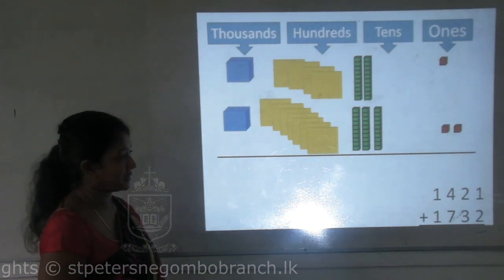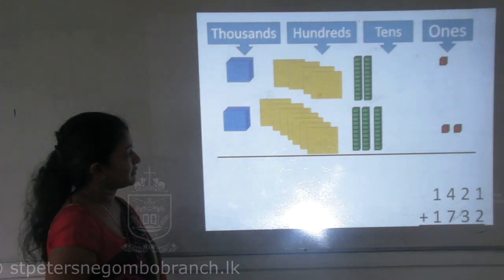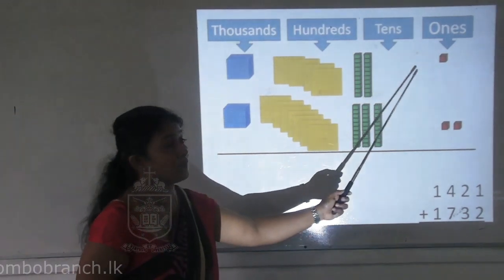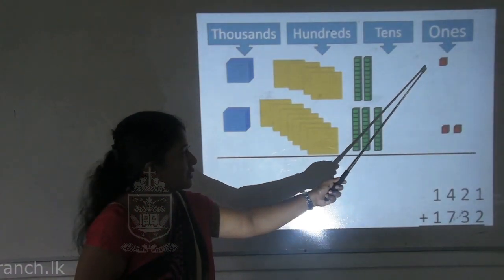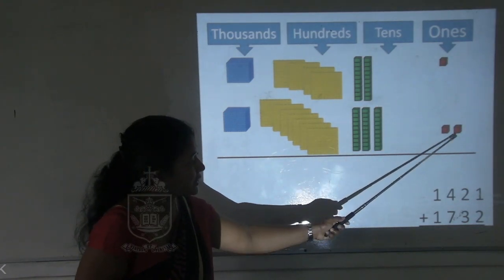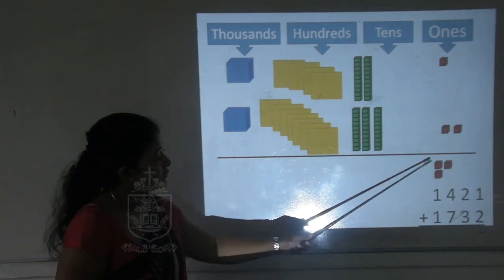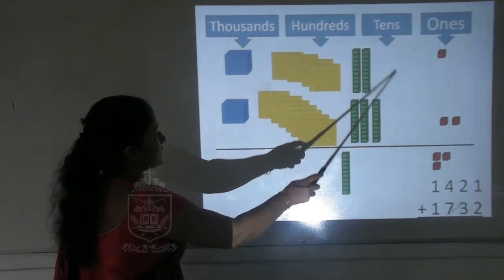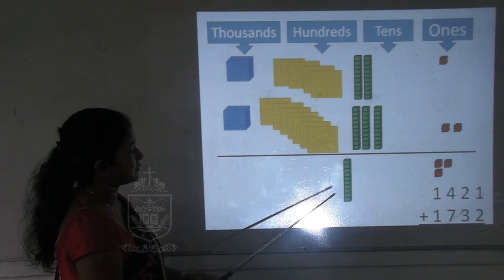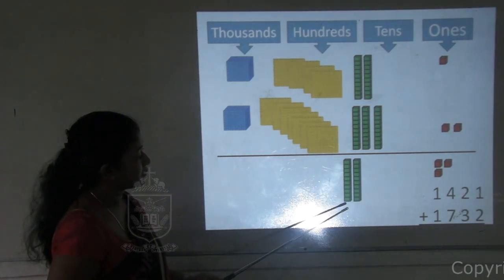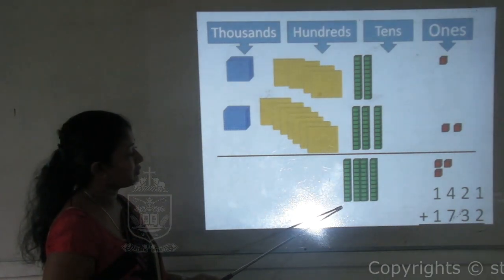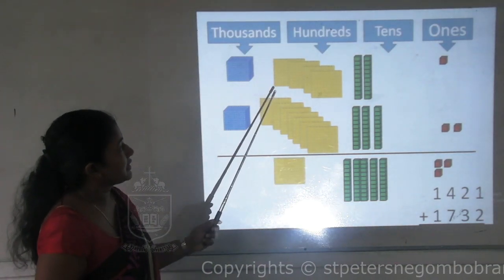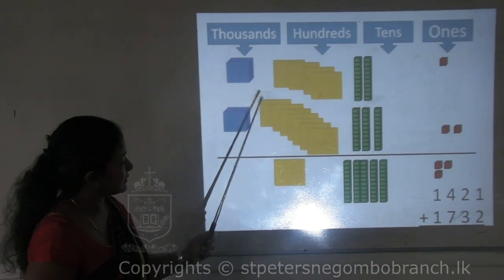First, I have to draw a line. Let's count. From which side? Yes, from the ones place we have to start. There are three blocks. Let's count it. 1, 2, 3. Okay. Next, you have to add all the tens. There's 1, 2, 3, 4, 5. Okay, there are 5. Next, we are going to count all the hundreds.